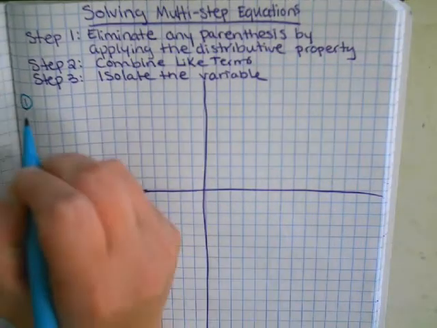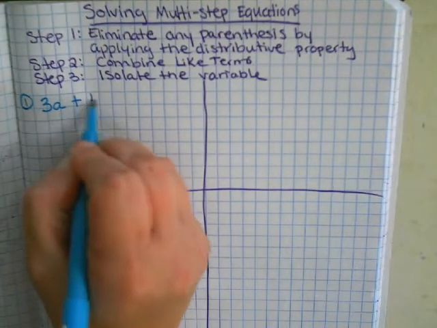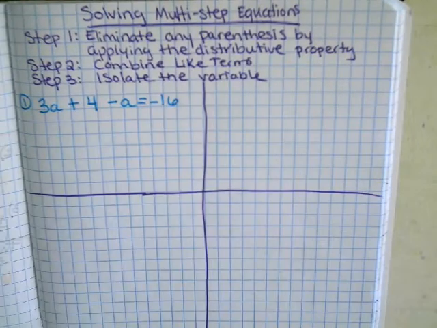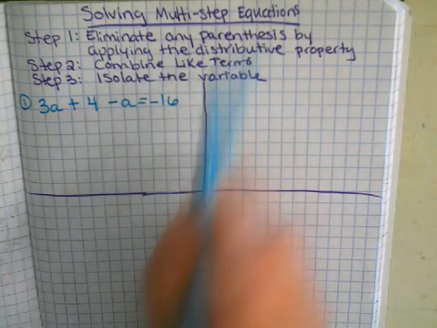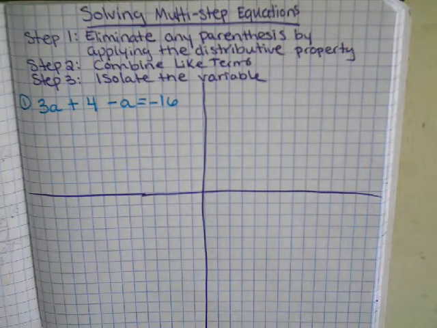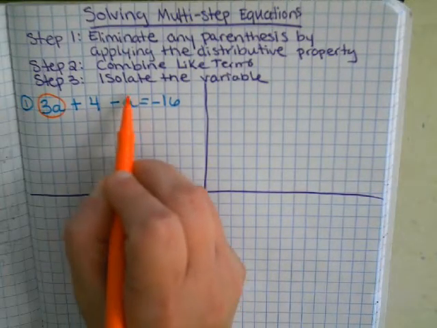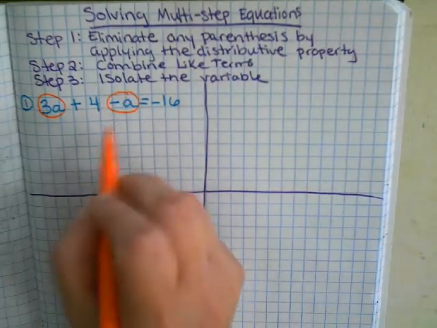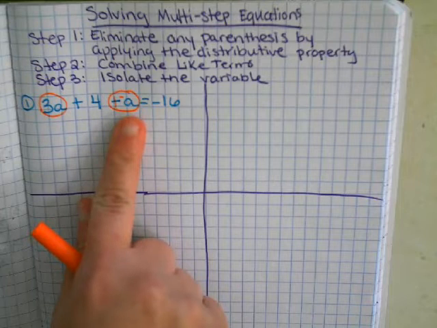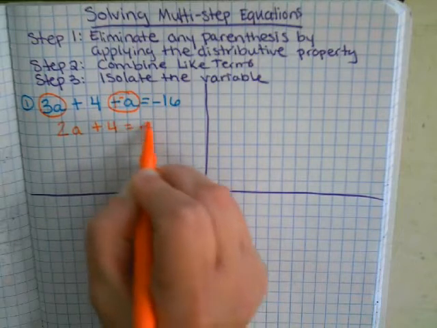Number 1. 3a plus 4 minus a equals negative 16. Now I'm going to use my steps to work through this. Eliminate any parentheses. Well, I don't have anything to distribute. Combine like terms. So now I'm going to look to see what I can combine. I have 3a. Don't forget to group that. Negative a. Keep, change, opposite. That is a negative a. So 3 plus negative 1 is a positive 2. Drop everything else down. Now I've done step 2.